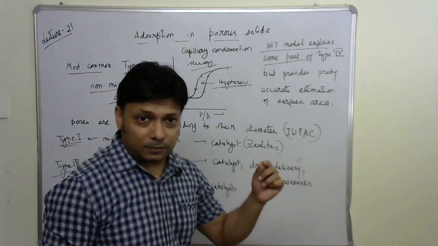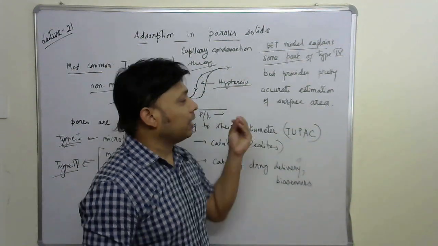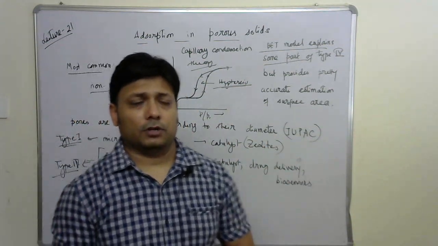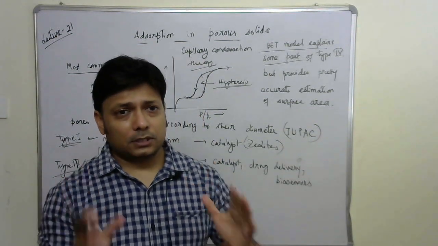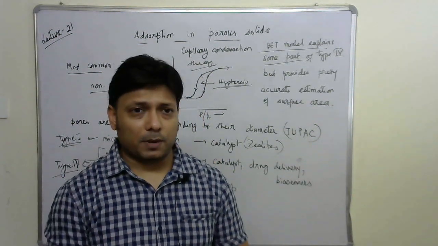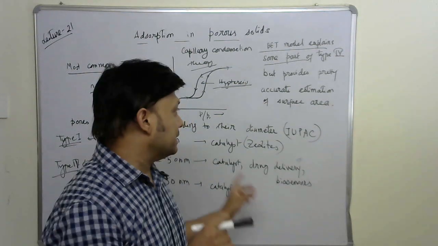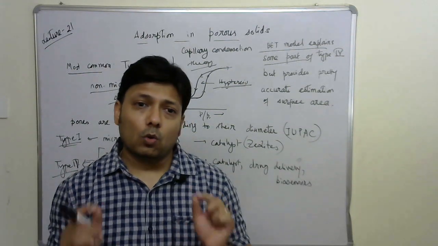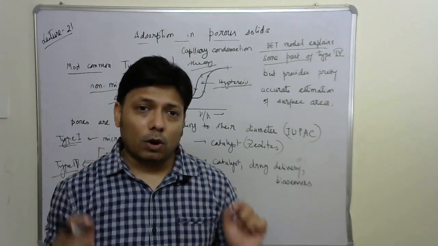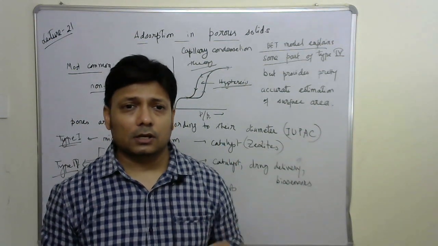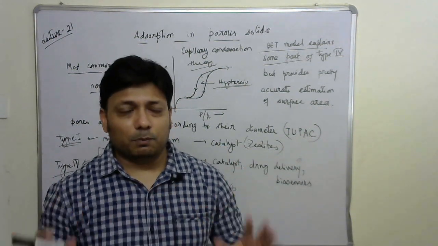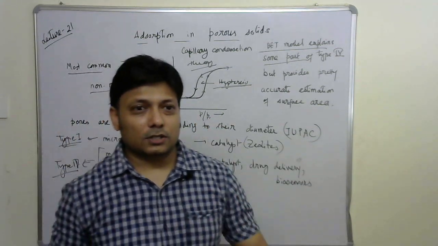The main reason is that it provides a pretty accurate estimation of the surface area. When it comes to the estimation of surface area, the BET equation gives by far the best results. Why? Because it is estimated in a very low pressure range, and in the lower pressure range, as I told you, if we have a moderate value of C, the BET theory just rules.